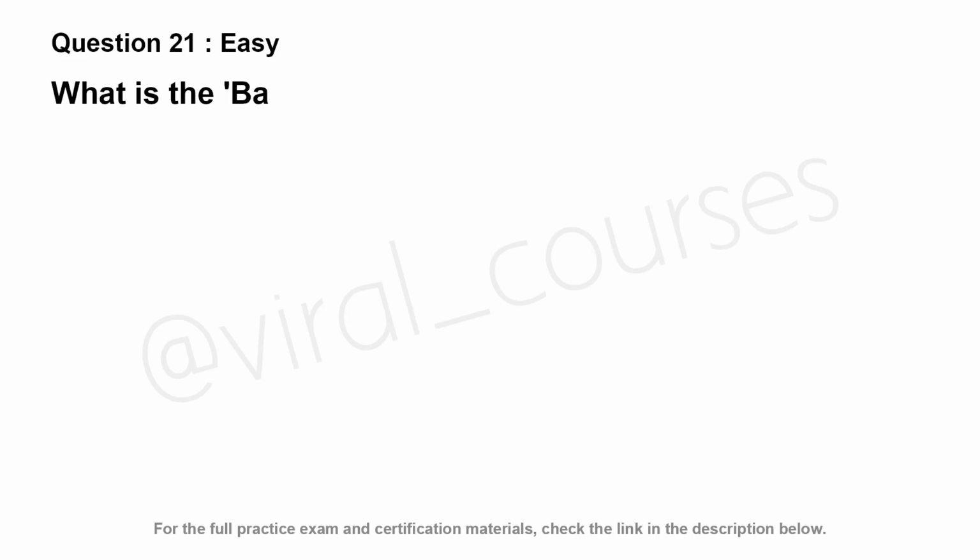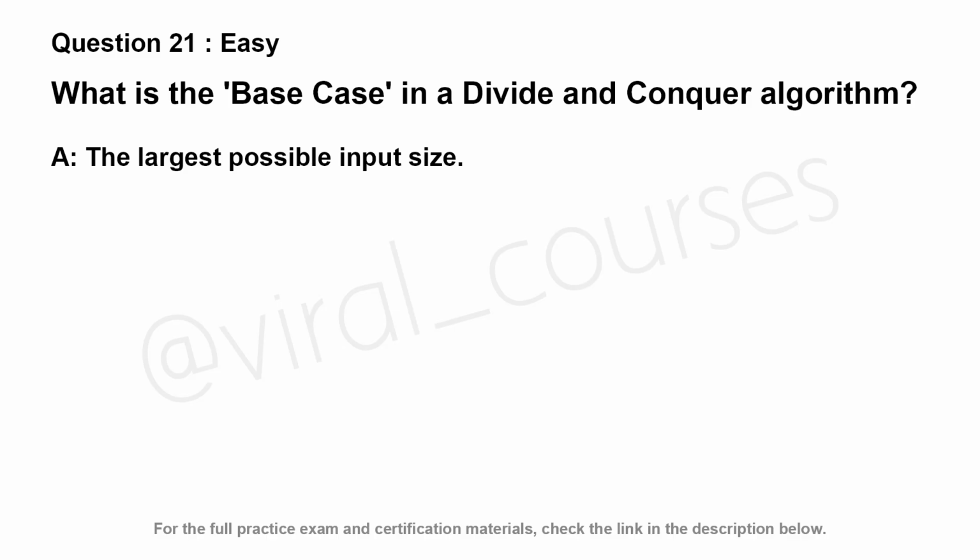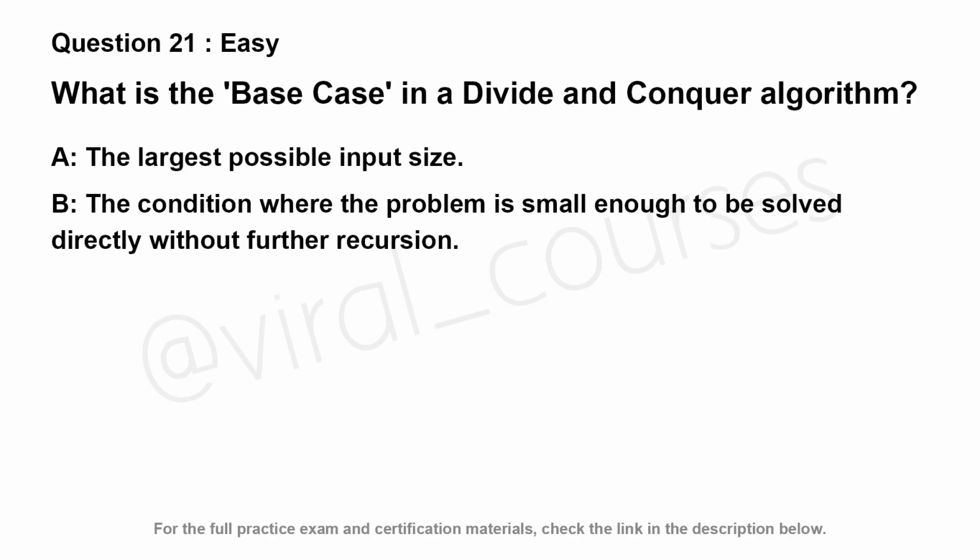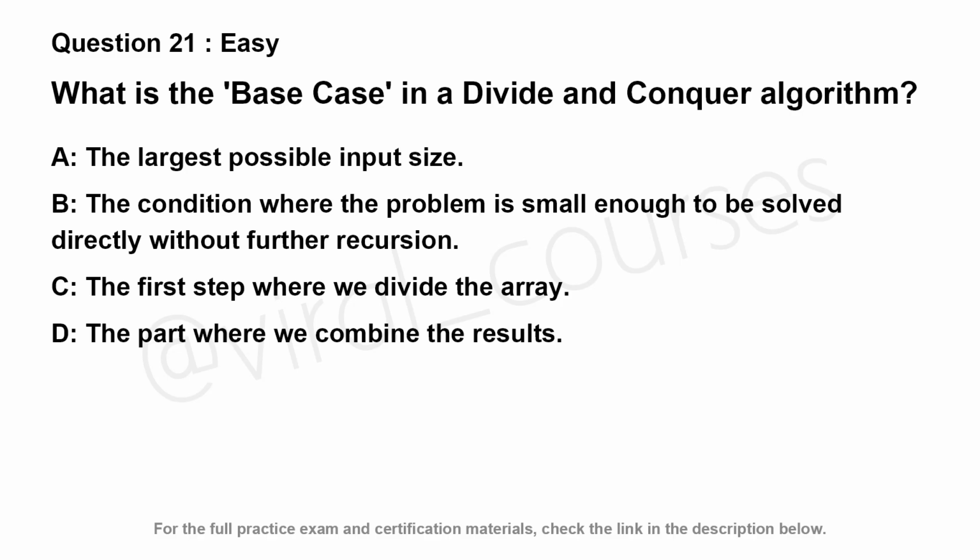What is the base case in a divide and conquer algorithm? Option A, the largest possible input size. Option B, the condition where the problem is small enough to be solved directly without further recursion. Option C, the first step where we divide the array. Option D, the part where we combine the results.